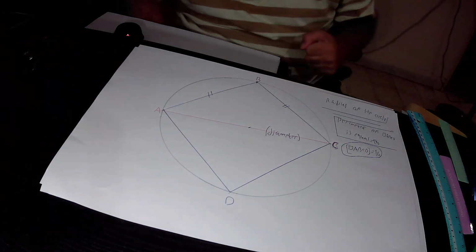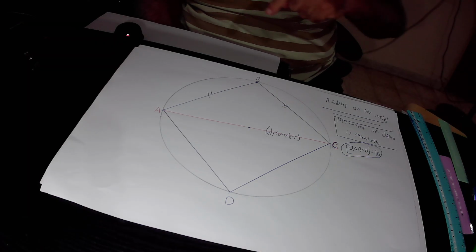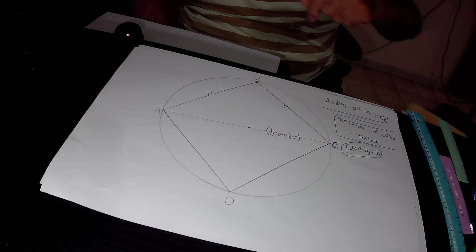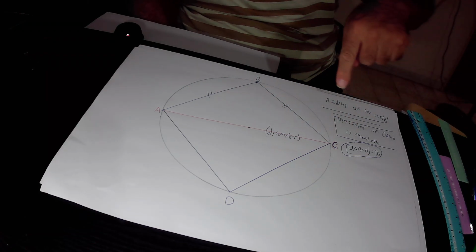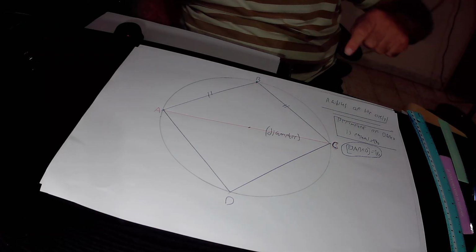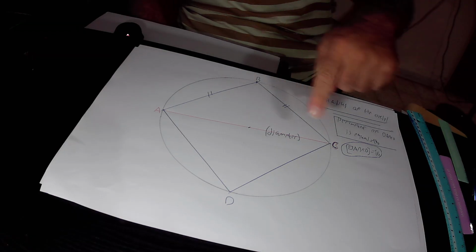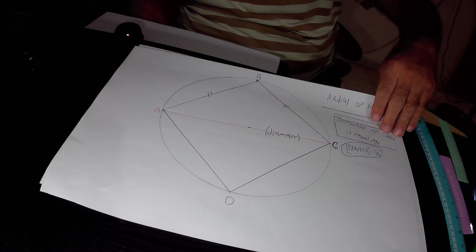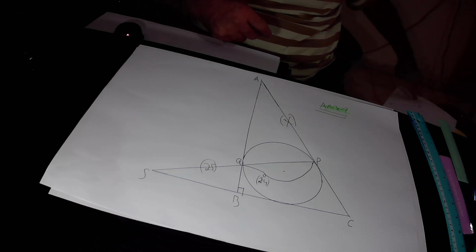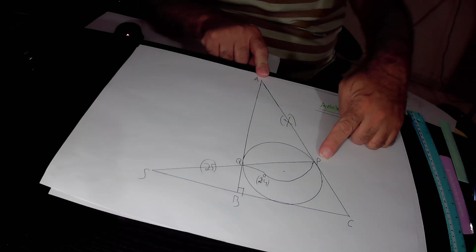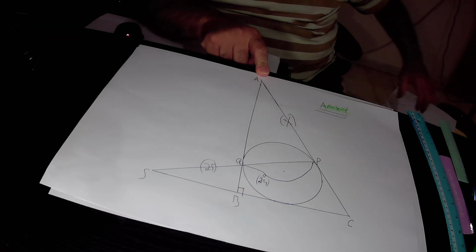Hello, in this lecture we'll answer two questions. In the first question we find out the radius of this circle that circumscribes quadrangle ABCD, or quadrangle ABCD is inscribed by this circle. So we have to find out the radius of this circle. In the second question we find out the length of this line segment AP, which equals x. We have to find out the value of x.